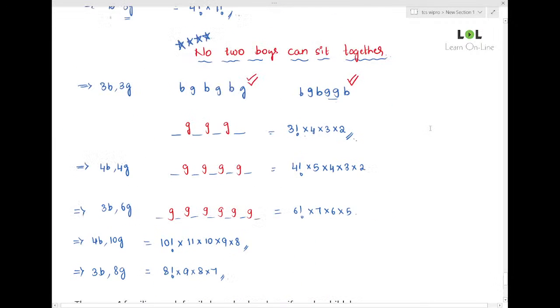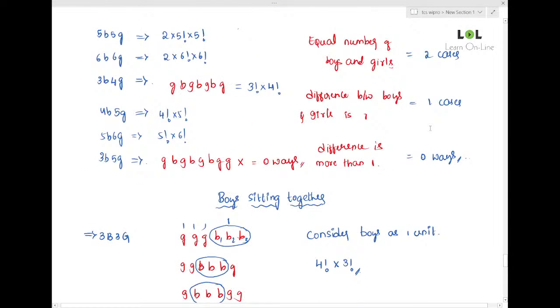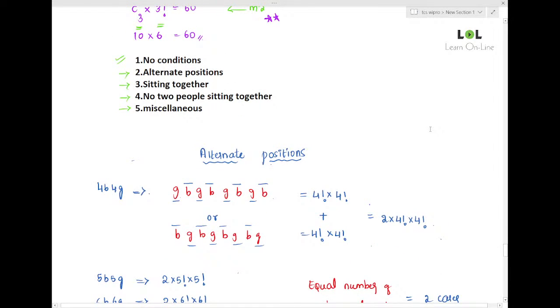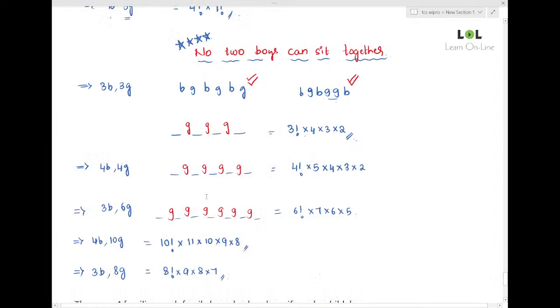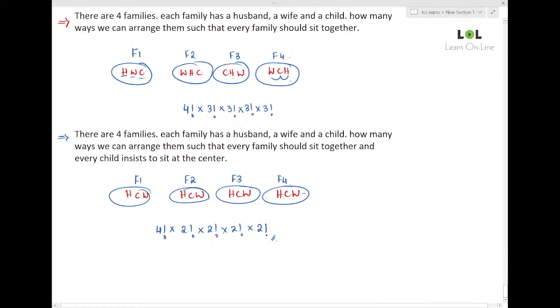This is the end of arranging people. We have seen most of the types of people, with the last two examples which we did as miscellaneous. Now the last concept will be forming words, which we shall discuss in tomorrow's class, because it will be easier to discuss in the app.